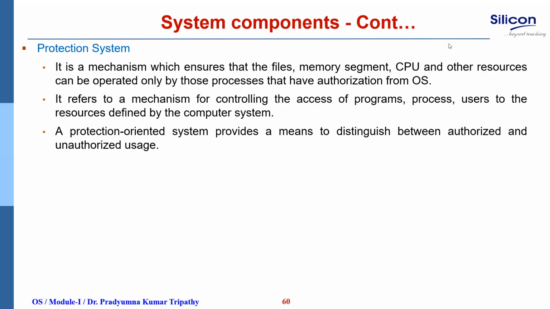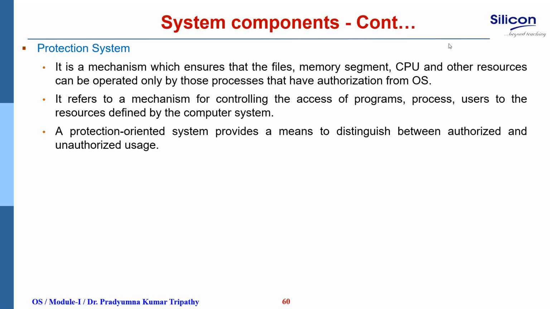If I am running a process in a multi-user environment, I am running a system program, and another user is running a process in the system, I should not have access to the process that user 2 is running. So which resources or processes must be accessed by the different users. So this access mechanism has to be controlled, has to be monitored, and that is the protection system.